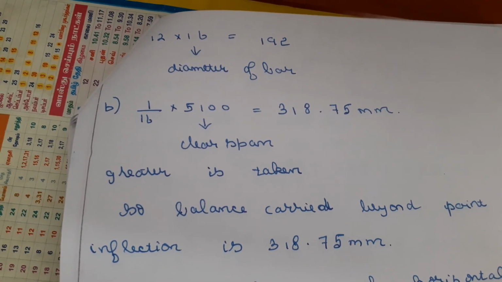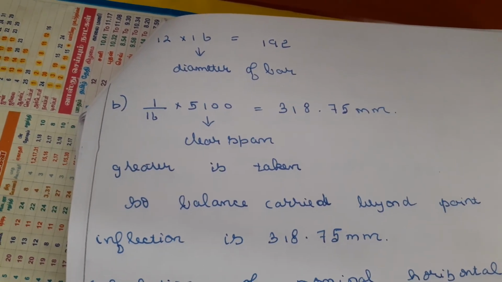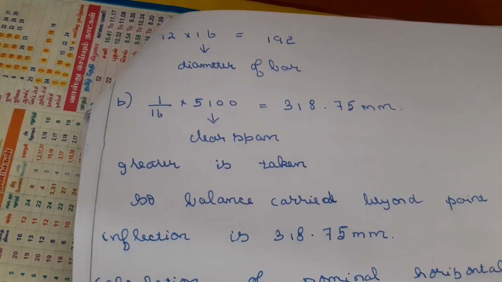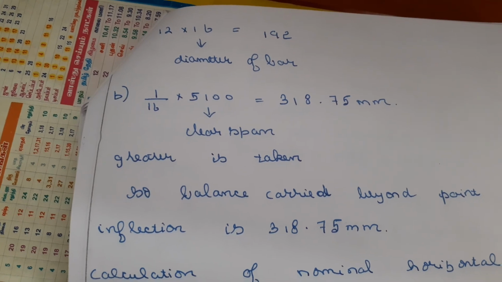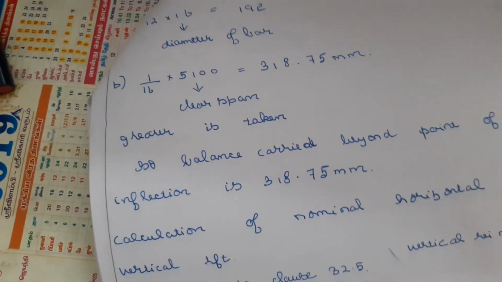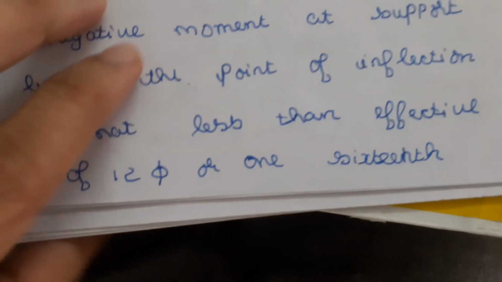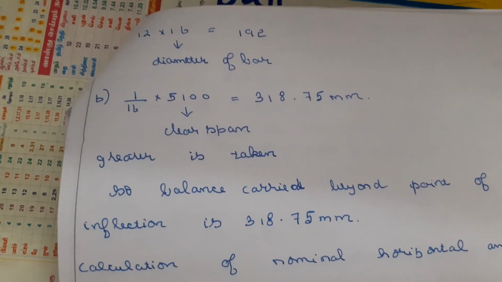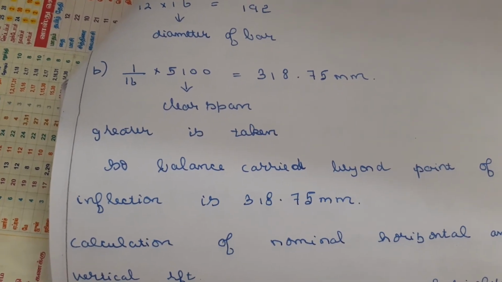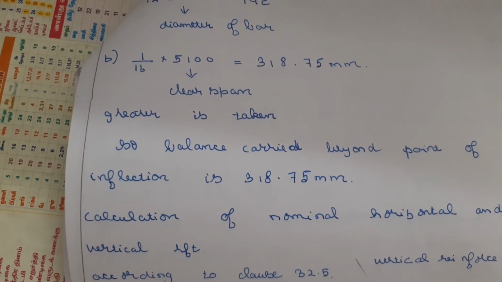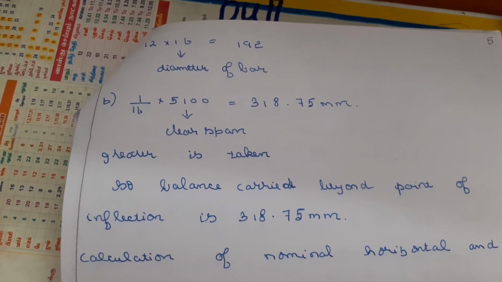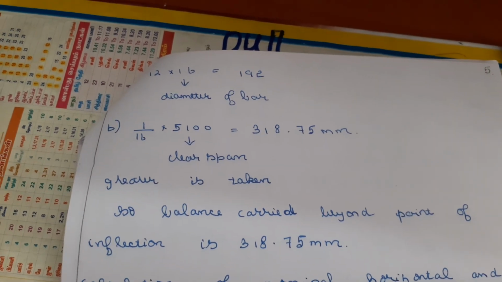Of the clear span. Now 12 into 16 will give 192. Diameter of bar is 16, and 1 by 16 into the clear span, which we have already discussed here. We are calculating 1 by 16 into 5100, so that would be 318.75. So here the greater is taken. So the bar carried beyond the point of inflection is 318.75 mm.